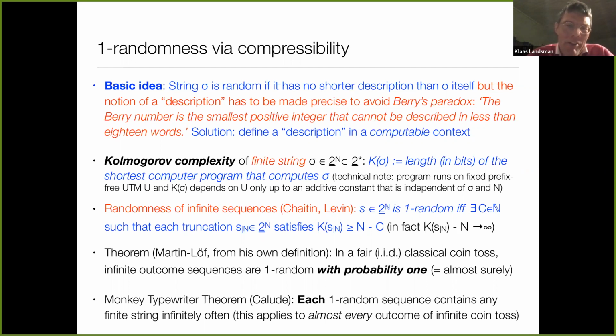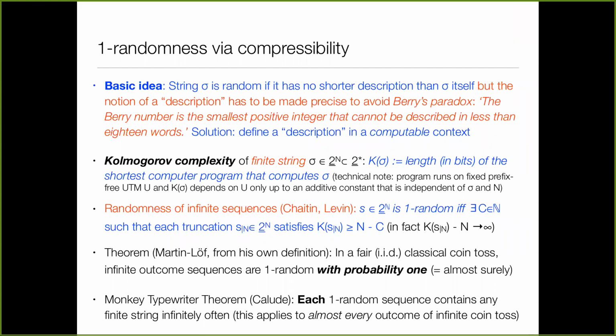So this notion sounds very technical, but on the one hand, I think it captures the idea of randomness in the sense that a random object cannot be described more efficiently than by actually stating the object itself. And then it shows that this is generic, that this is actually the type of randomness that happens in coin tosses, for example. And another theorem about one randomness is what is sometimes called the monkey typewriter theorem, which is that each one random sequence contains any finite string infinitely often. So this is one of these results that drive you crazy if you think about it too long. So maybe I can ask for the next slide now.